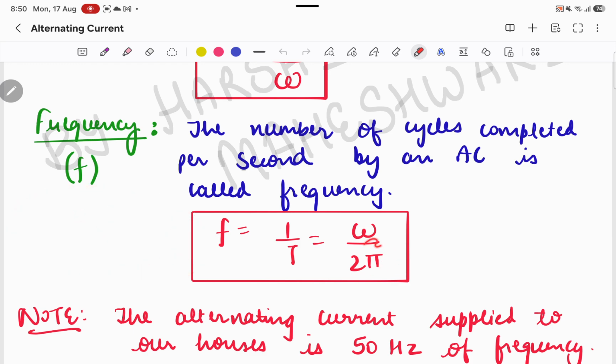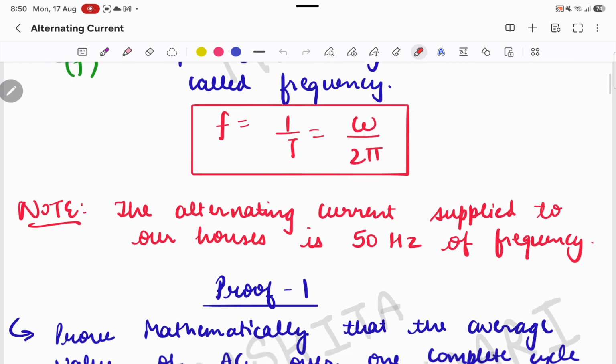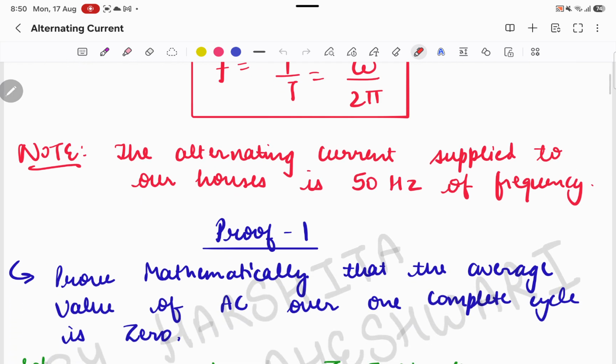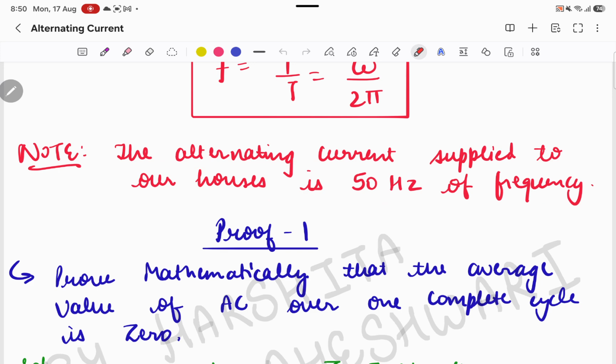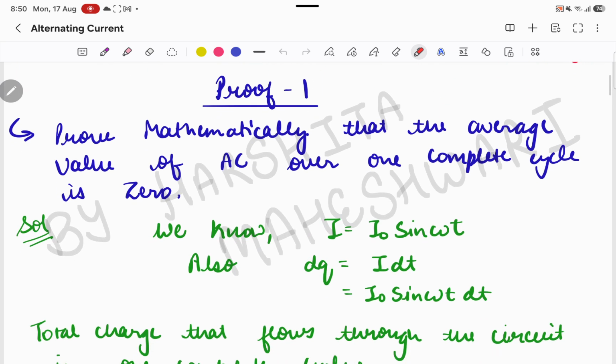So by multiplying this term on the left hand side upwards, we are getting the original formula, that is 2 pi f is equal to omega. Clear? We have a very good note that alternating current supplied to our houses is 50 hertz of frequency. We should know about this. We are understanding physics, so we should know that the alternating current which is reaching our houses is 50 hertz of frequency. It's universal.